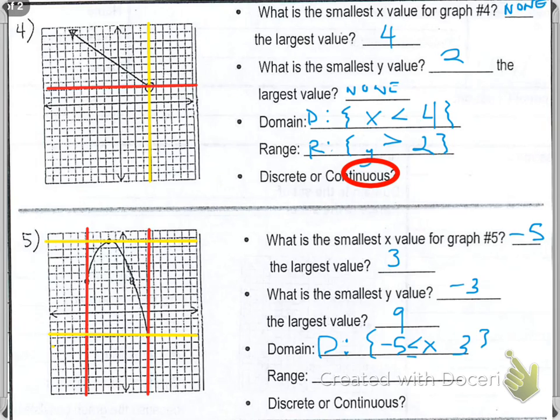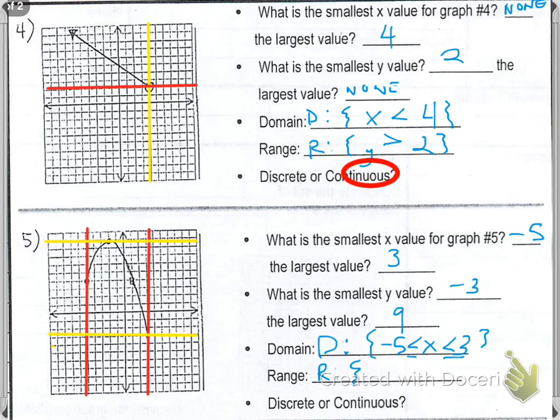Okay? What about 3? x is less than 3, right? Okay, so x is less than 3. Is it colored in? So it must be less than or equal to. Okay, what about the range?